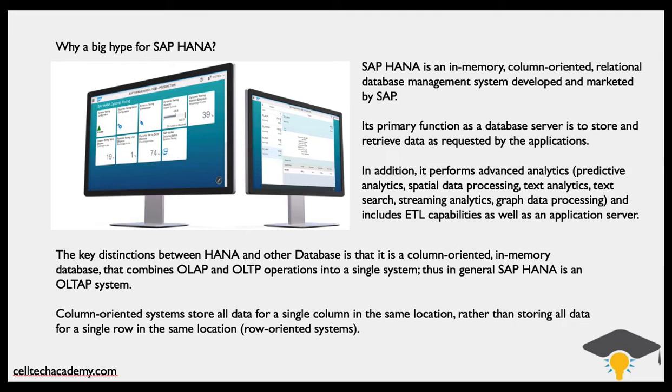And more importantly, as mentioned earlier, its column-oriented system stores all data in a single column in the same location, rather than storing all data for a single row in the same location, as a row-oriented system does. That is the legacy databases like SQL Server or Oracle or IBM DB2. So that's a major difference. You will see more about the advantage of the column-oriented HANA system.